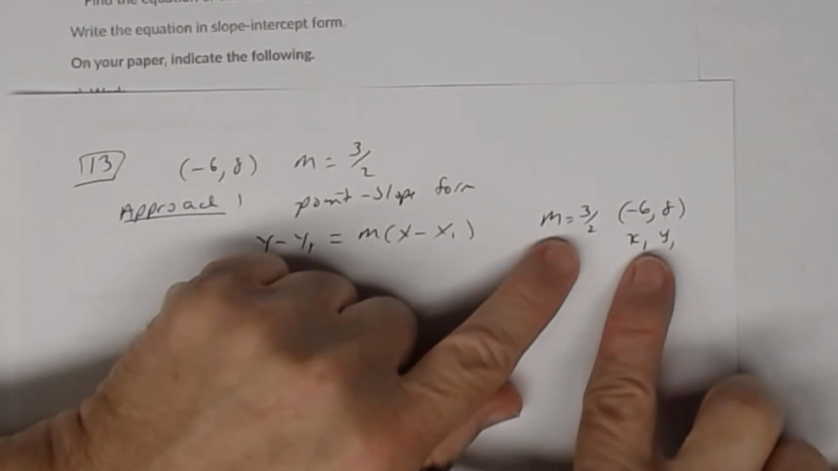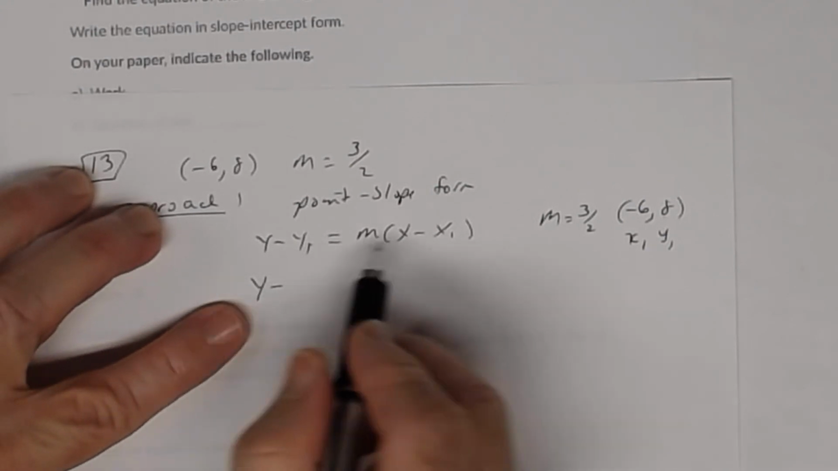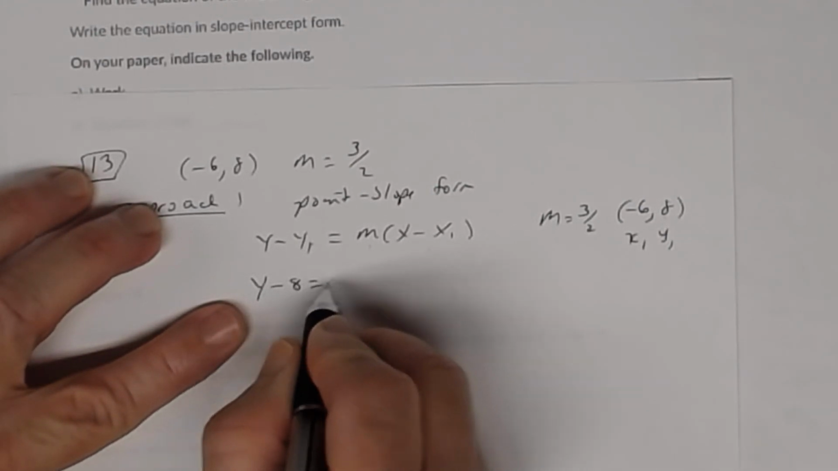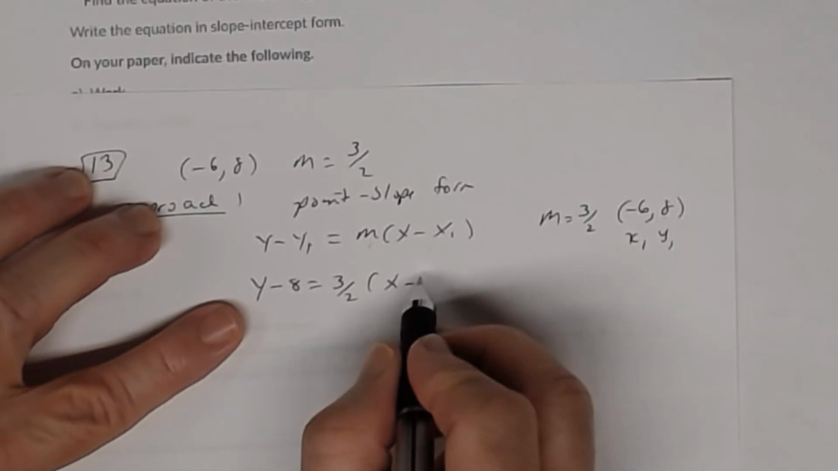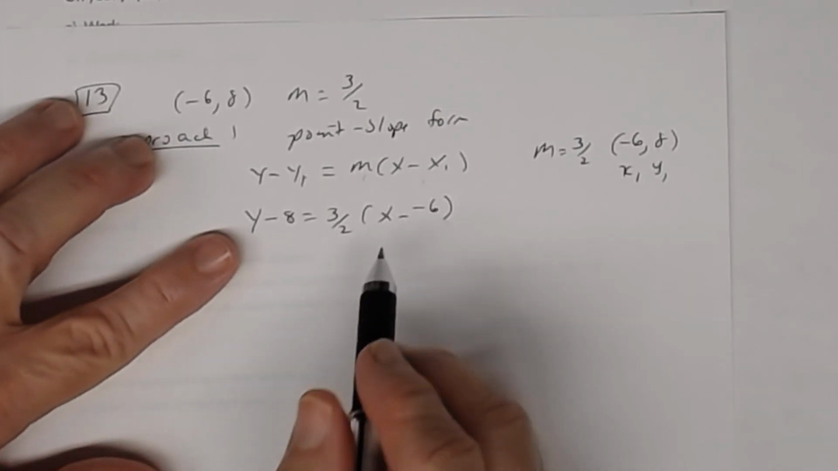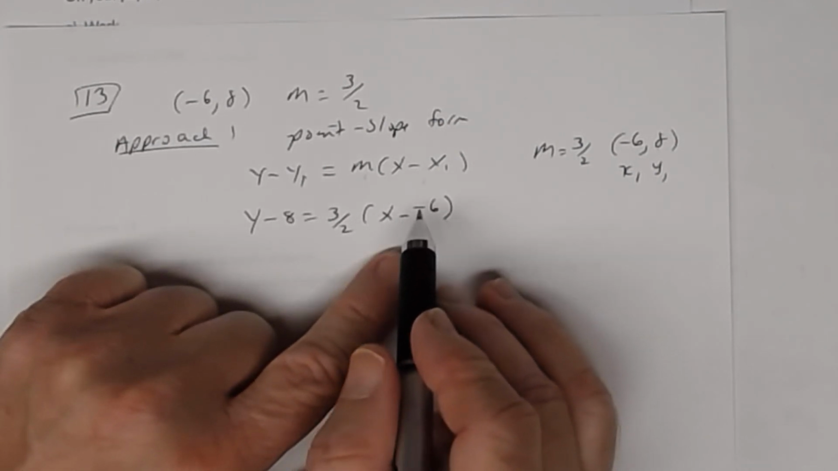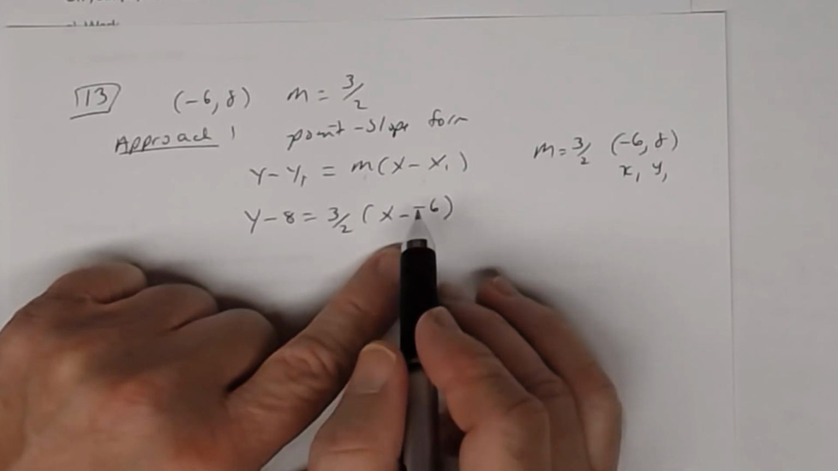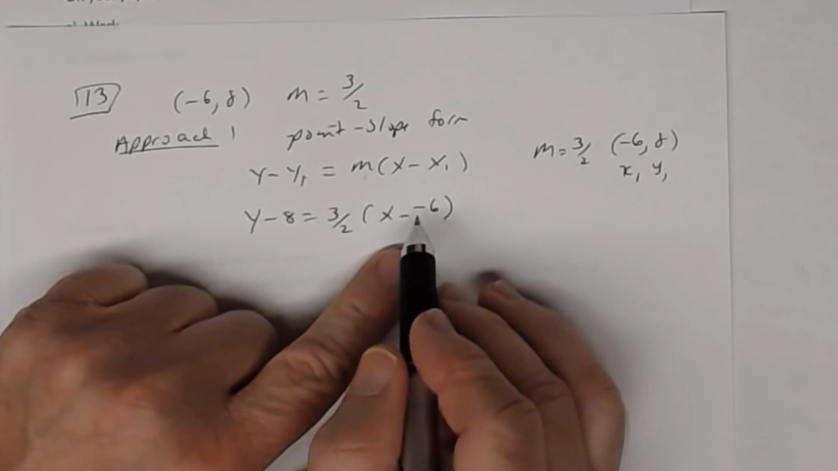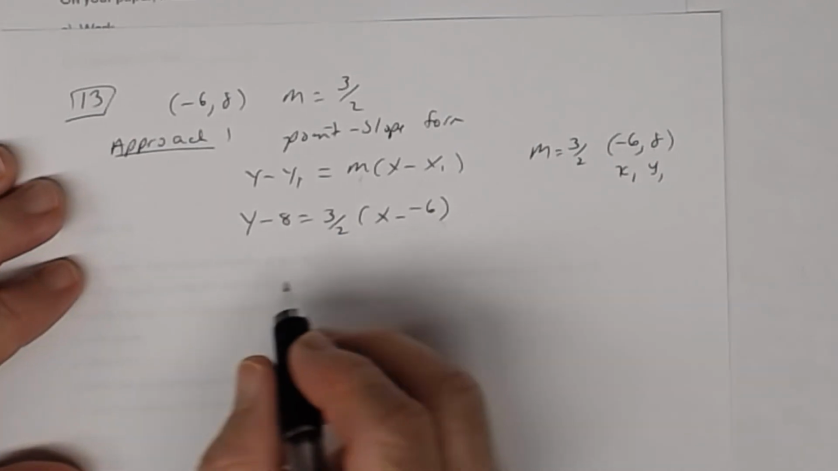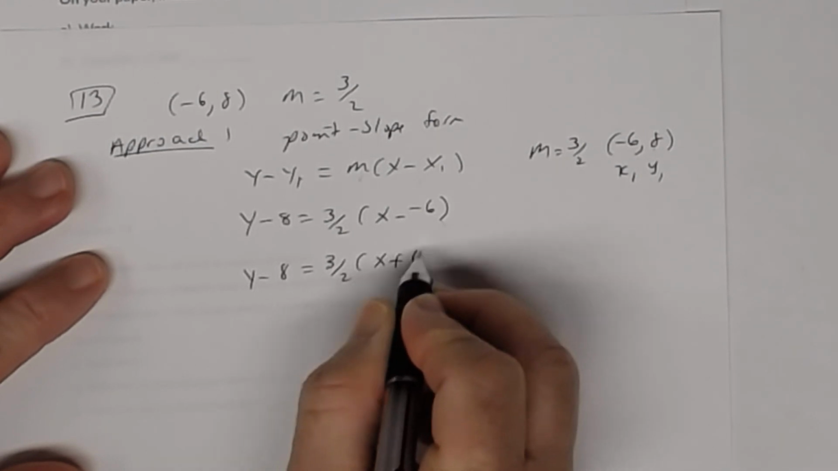So what we're going to do now is we're going to take all of this information, we'll put it back into this formula. So I have y minus y1, which is 8, equals the slope, which is 3/2, times x minus x1, which is a negative 6. Now, many students mess up at this point because sometimes they don't visually see that x subtract a negative 6 is x plus 6. So you need to write it as x plus 6. So this becomes y minus 8 equals 3/2 times x plus 6.